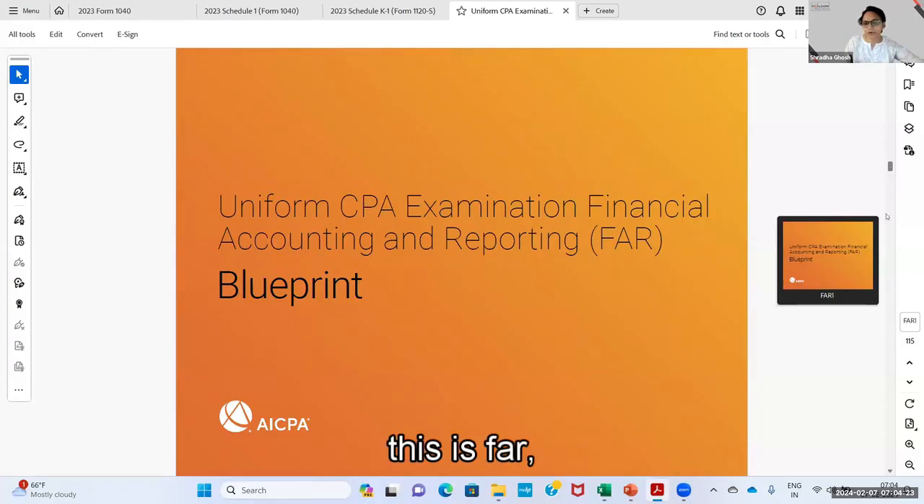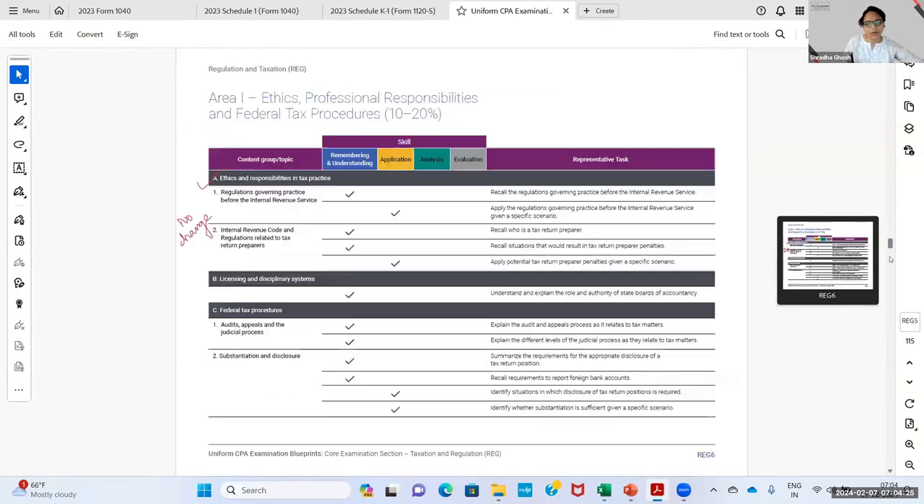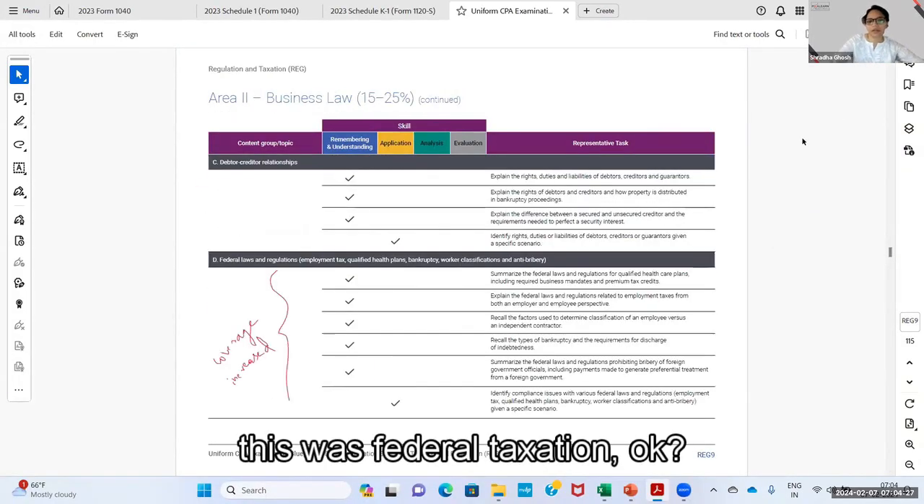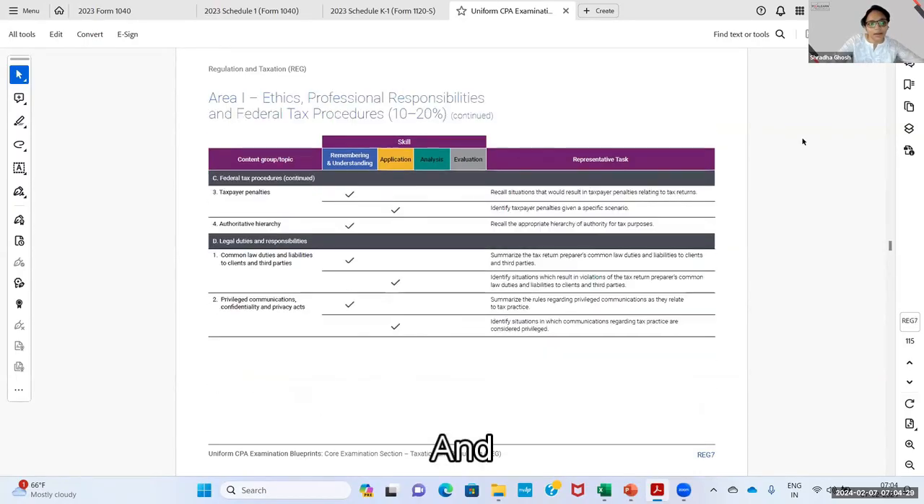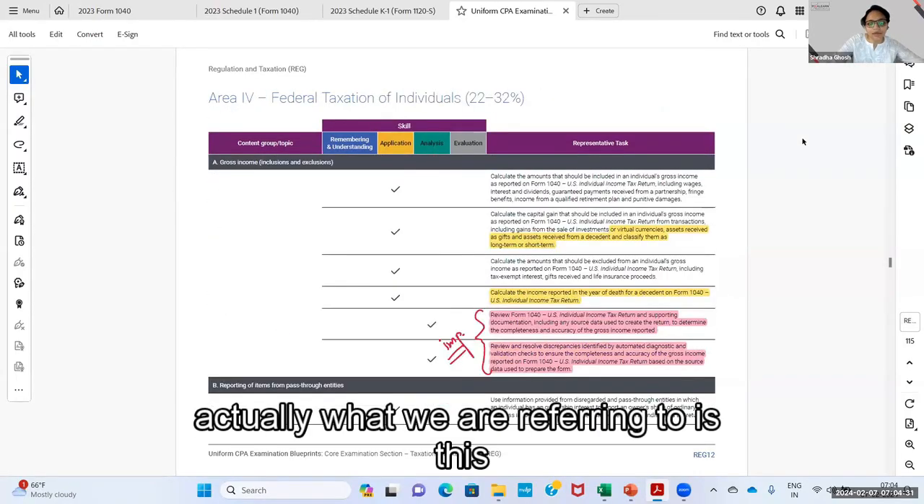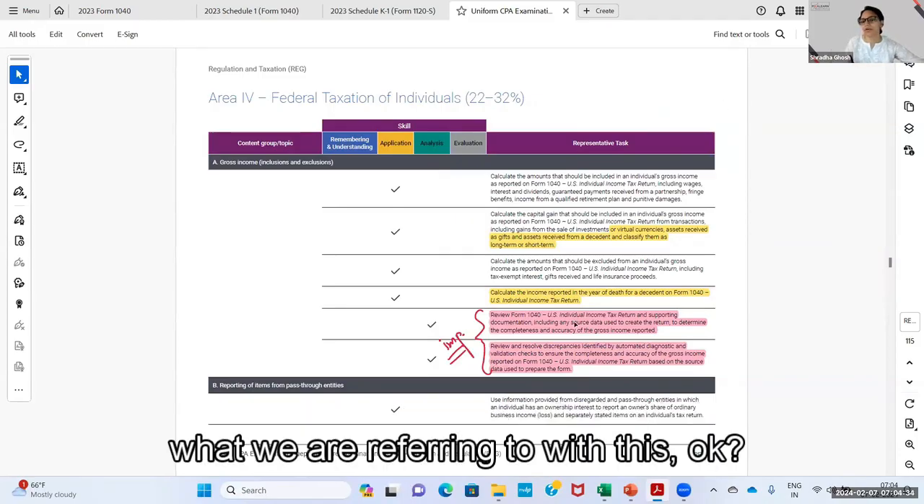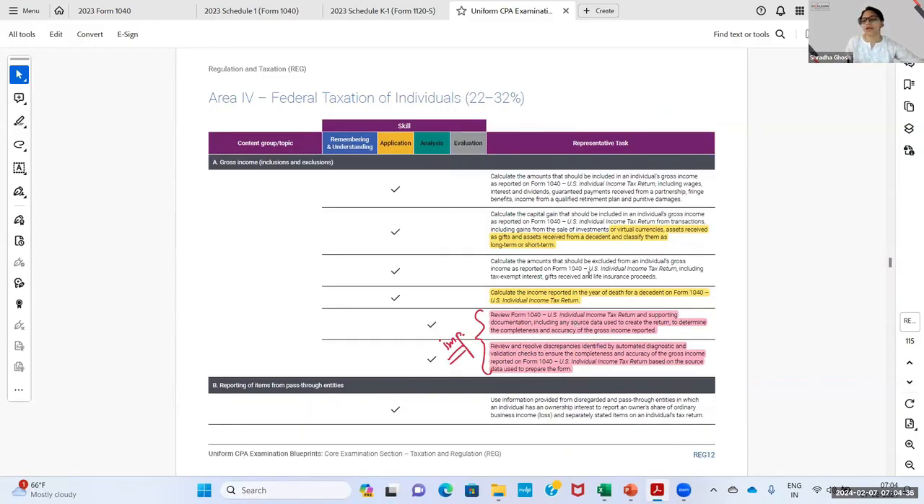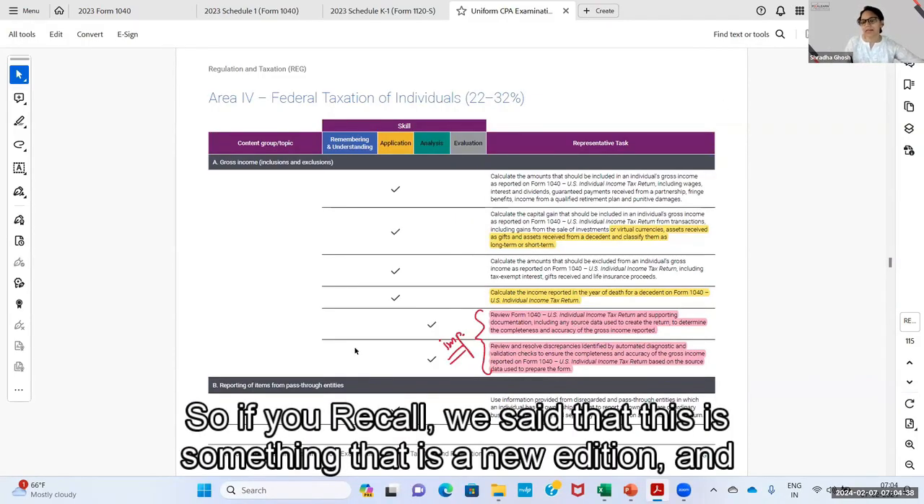So this is FAR. Yeah, this was federal taxation. And actually, what we are referring to is this. What we are referring to is this. So if you recall, we said that this is something that is a new edition.